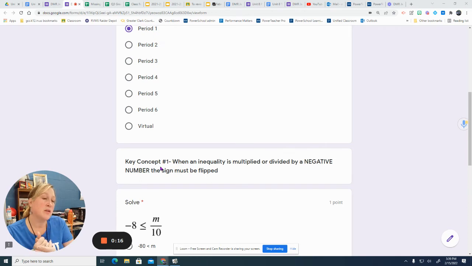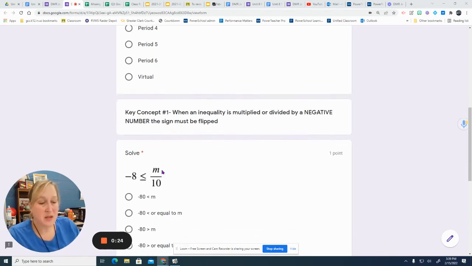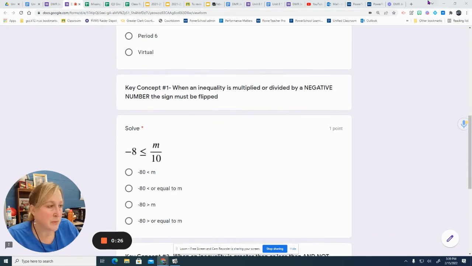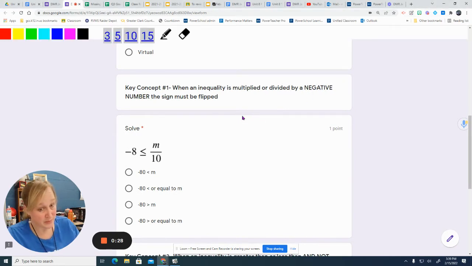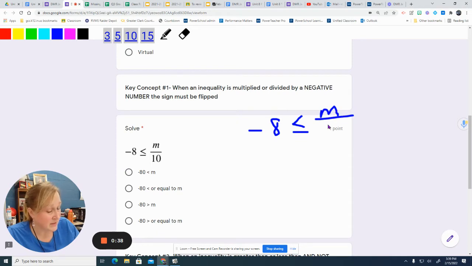When an inequality is multiplied or divided by a negative number, that inequality must be flipped. It's important. So we're going to work on this particular problem. If you are working on paper, please make sure that you are writing what I'm writing. So -8 is less than or equal to m divided by 10.